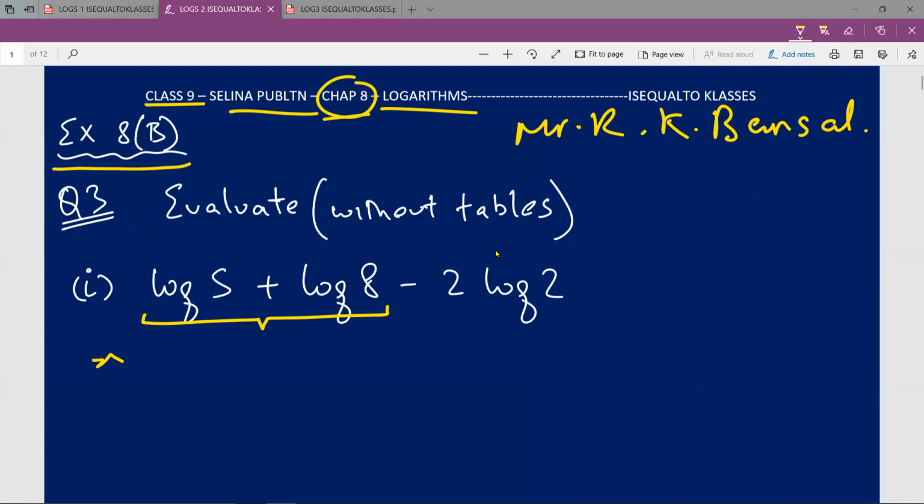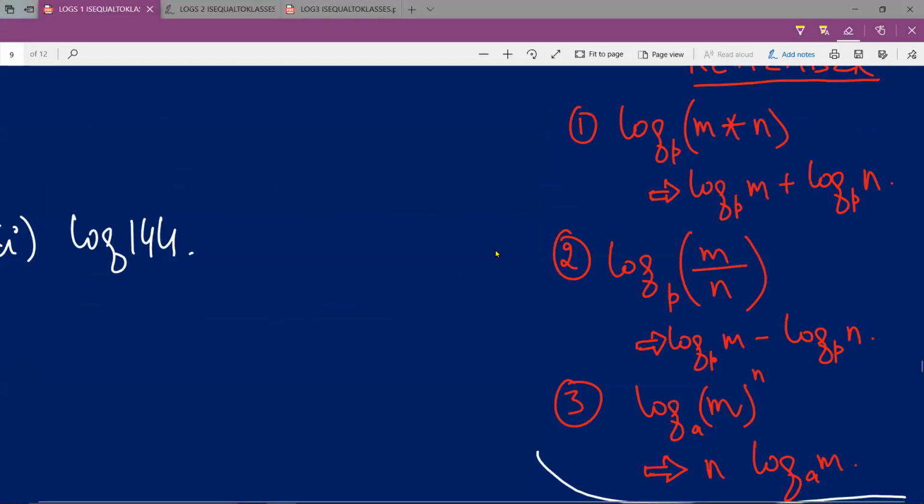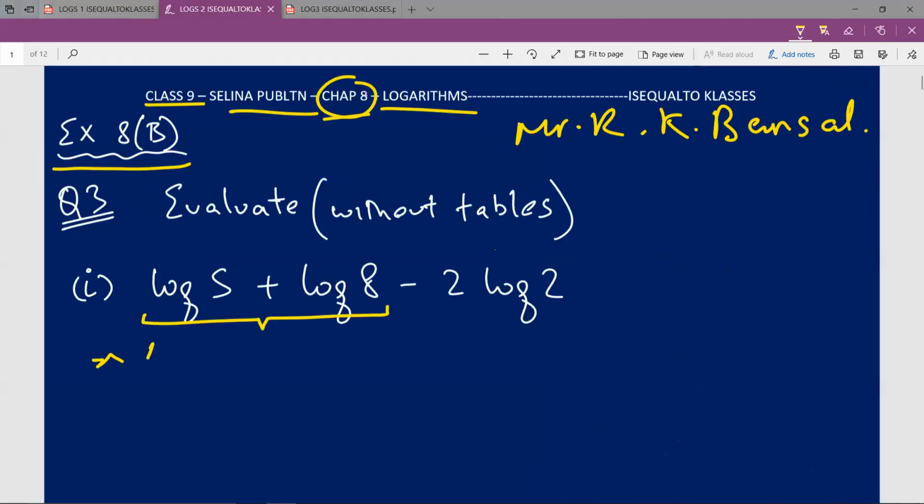So log 5 plus log 8, according to this law, log of mn to the base p is equal to log of m to the base p plus log of n to the base p. So in this question, I can write this as log of 5 into 8 to the base 10. Why? Because there's no base mentioned. If there's no base mentioned in any log question, it is expected that the base is 10, so you could assume the base is 10. If it is mentioned, then there's no need to assume 10. So I'll mention 10 in all of these logs.